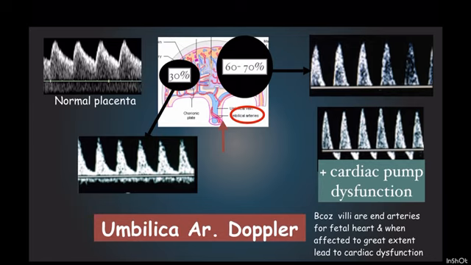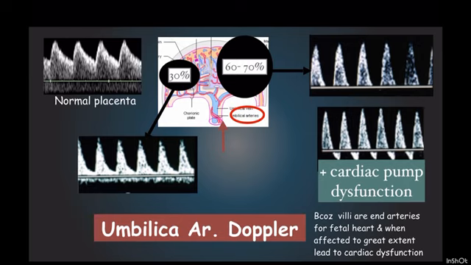This reversal of diastolic flow happens when there is cardiac pump dysfunction. This we will deal with in detail when we see the Doppler of the fetus in the next part.